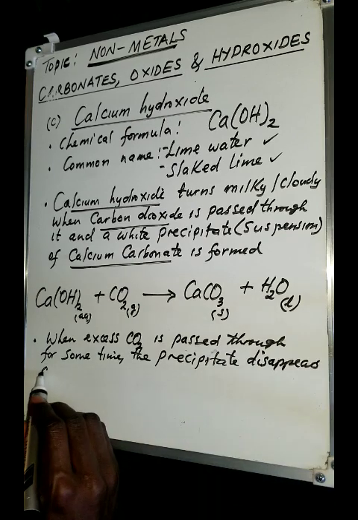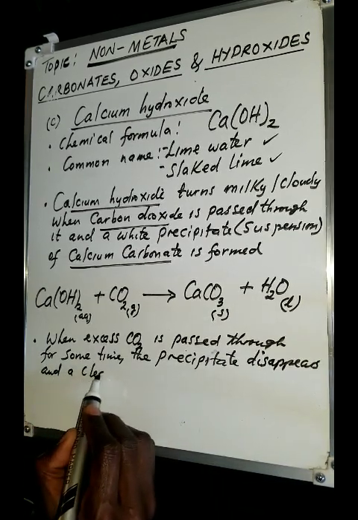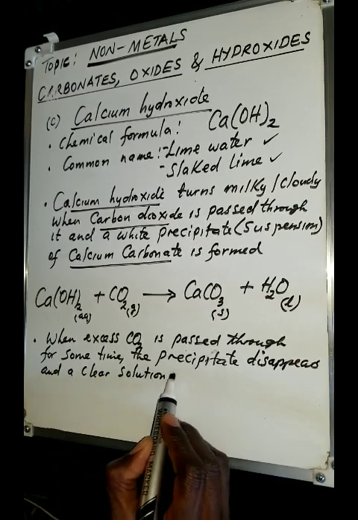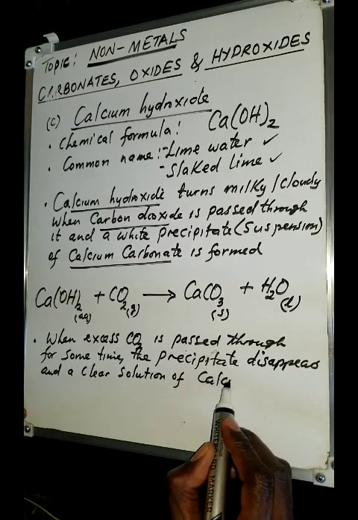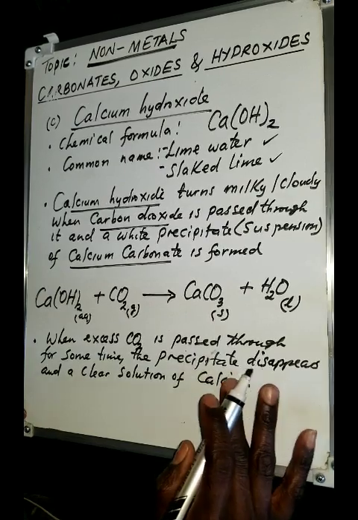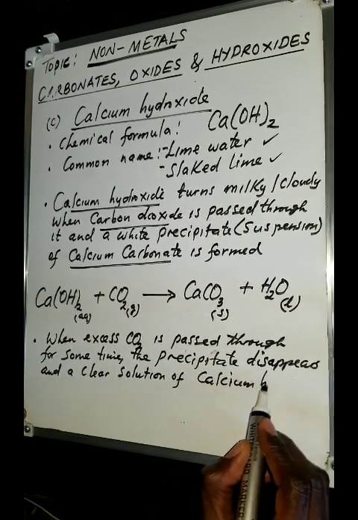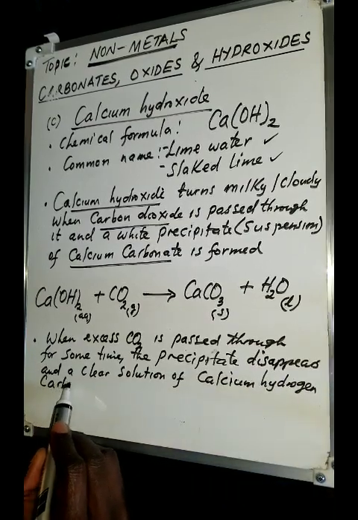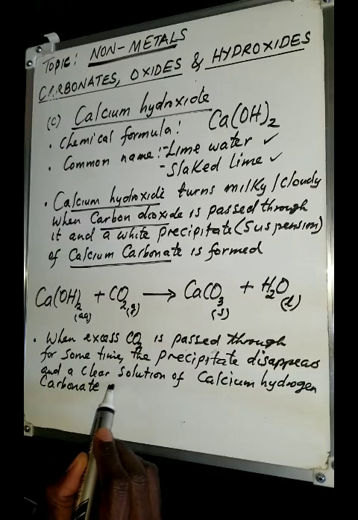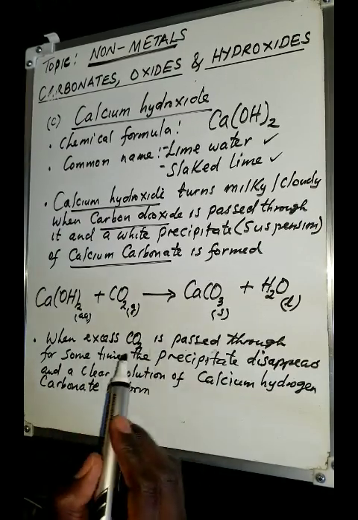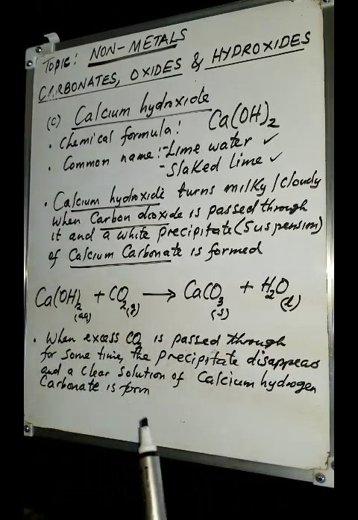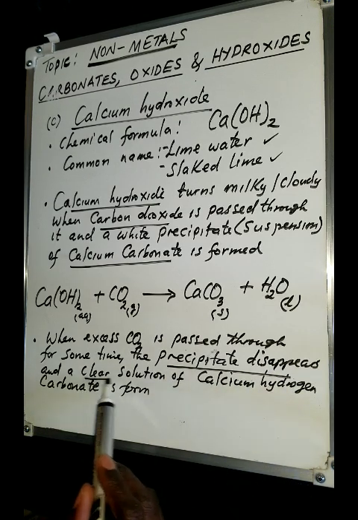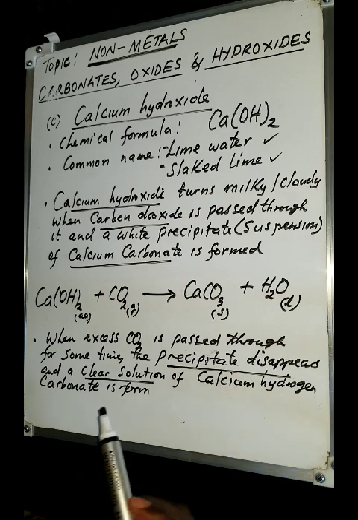So it disappears, and a clear solution of calcium hydrogen carbonate is formed. So when you continue to bubble carbon dioxide, what is going to happen is that the precipitate will now disappear, and that will form a clear solution of calcium hydrogen carbonate.